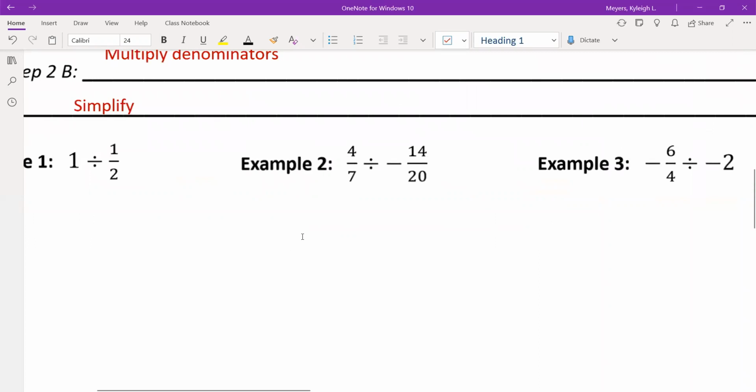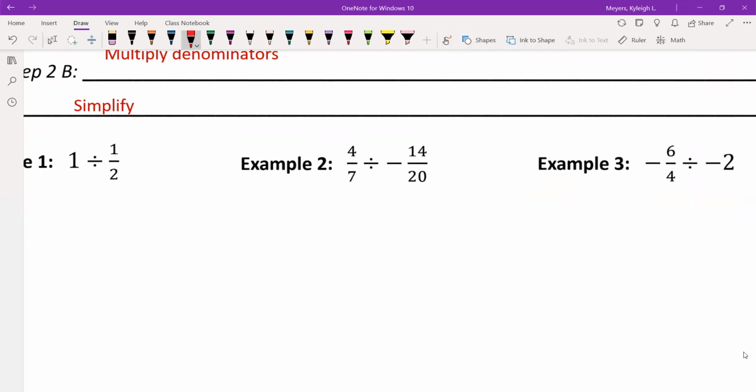Okay, so we want to keep, change, flip. So we want to keep the original one, change this, and flip this. Okay, so we keep 4/7. We change division to multiplication, and we flip this fraction around. So it's going to become 20/14, and we don't lose that negative sign.